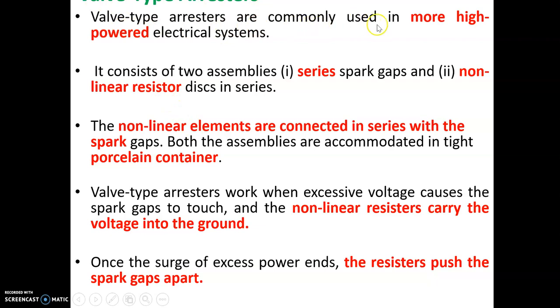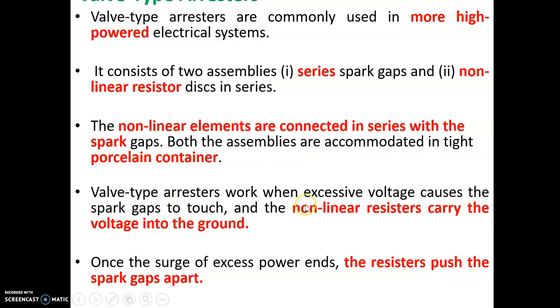Valve type arrestors are commonly used in high powered electrical systems. I told you, high powered means high power transmission and high voltage. It consists of two assemblies, series spark gaps and nonlinear resistors. Nonlinear elements are connected in series with the spark gaps, and both assemblies are housed in a tight porcelain container. Porcelain material can be different.